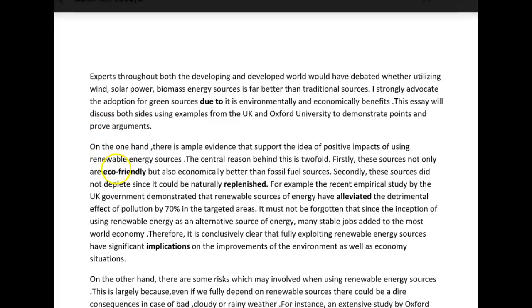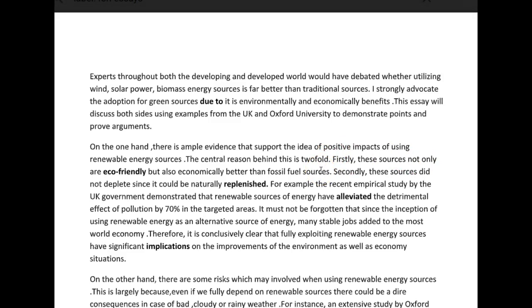Okay, let's move on. On the one hand, there is ample evidence that supports the idea of positive impacts of using renewable energy sources. The central reason behind this is twofold. Firstly, these sources are not only eco-friendly, but also economically better than fossil fuel sources. Okay, why? Remember, after you give a main idea, you should support it right there and say why. Why is it helpful? Why is it good?